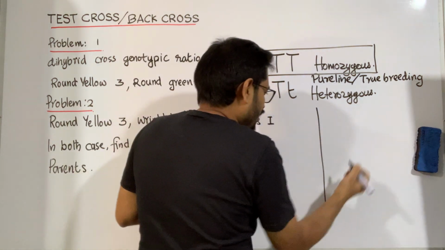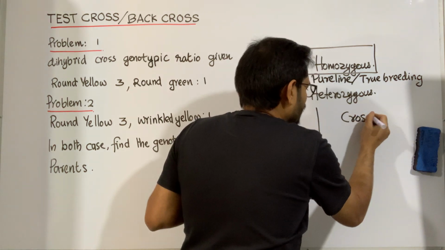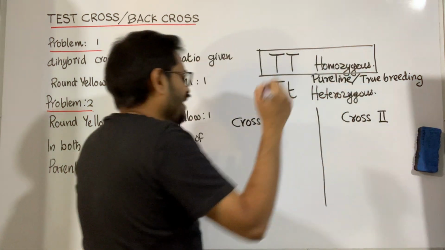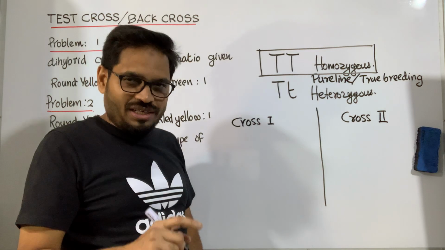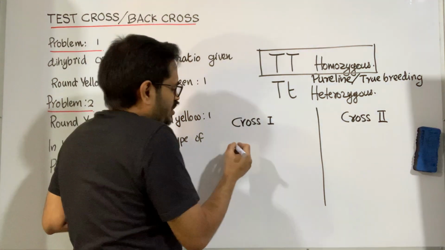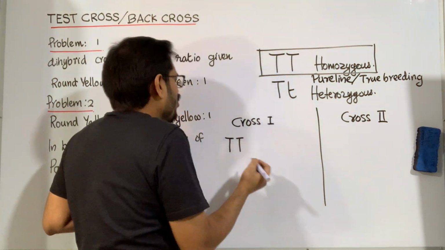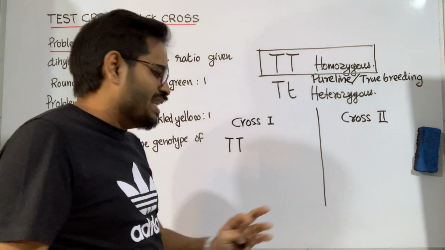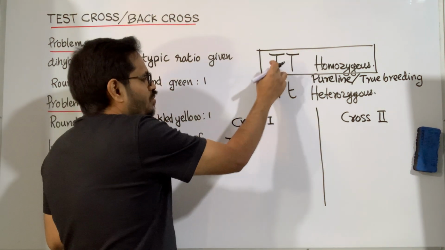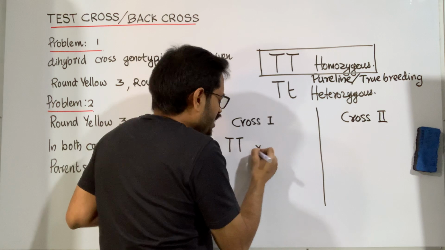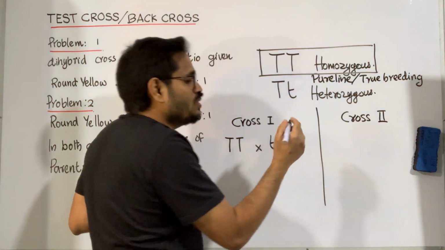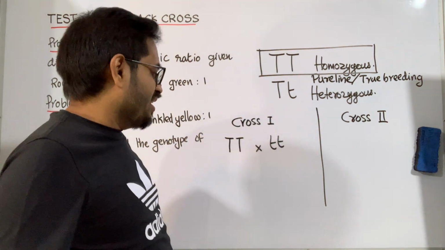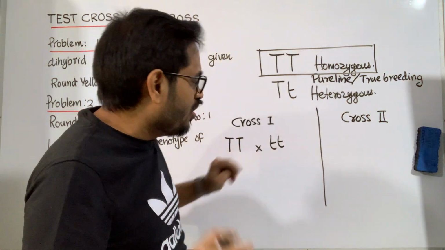And on the other side, we'll try cross 2. So, let's go, guys. In cross 1, what is it? He just took the tall plant. He doesn't know whether it is homozygous or heterozygous. For the time being, let's imagine it's homozygous tall, both the letters are capital T. And he crossed it with a homozygous dwarf plant, which has both the alleles small t.